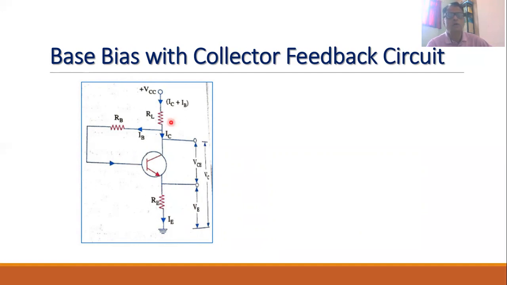Resistance RC or RL is the same as in the earlier diagrams, and resistance RE is connected between emitter and ground. So the current flowing through this resistance is IC plus IB, of which IB will flow through the resistance RB, and IE flows through the resistance RE.